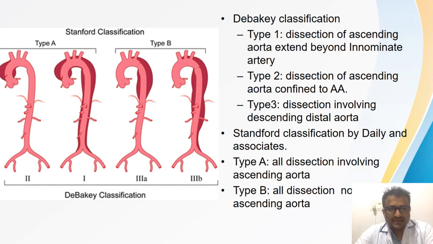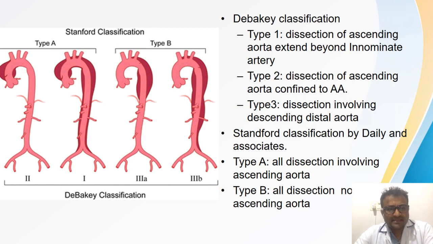For all practical purposes, the aortic dissection is divided by two classifications. One is given by DeBakey and one is given by Stanford. The Stanford classification was given by Daily and associates.